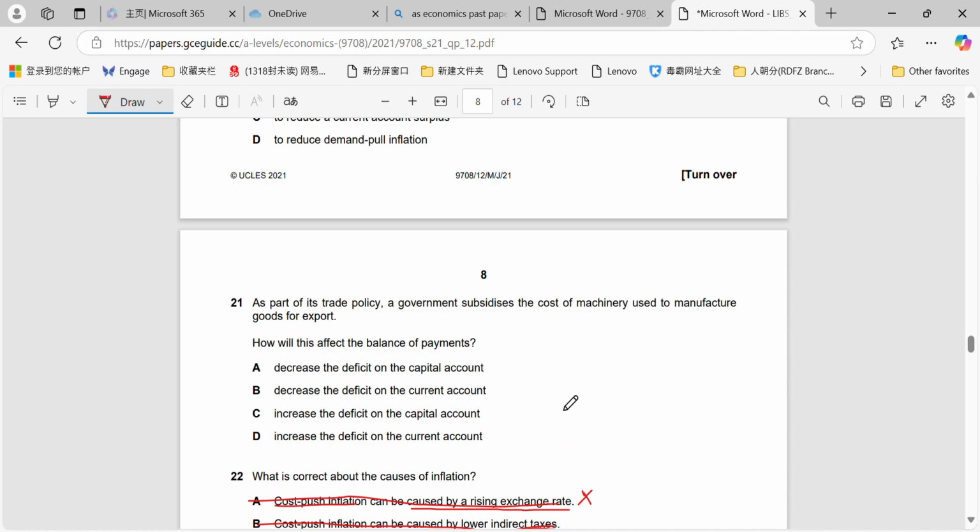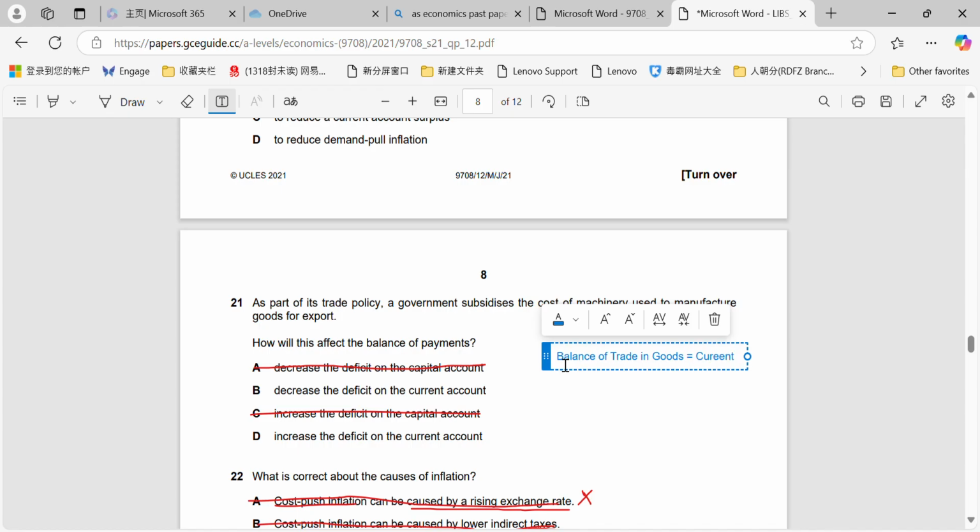Question 21. As part of its trade policy, a government subsidises the cost of machinery used to manufacture goods for export. How will this affect the balance of payments? Okay, so the first thing is it's not going to affect the capital account because the goods are being used for export, so it will be part of the balance of trade in goods. And the balance of trade in goods is part of the current account on the balance of payments.